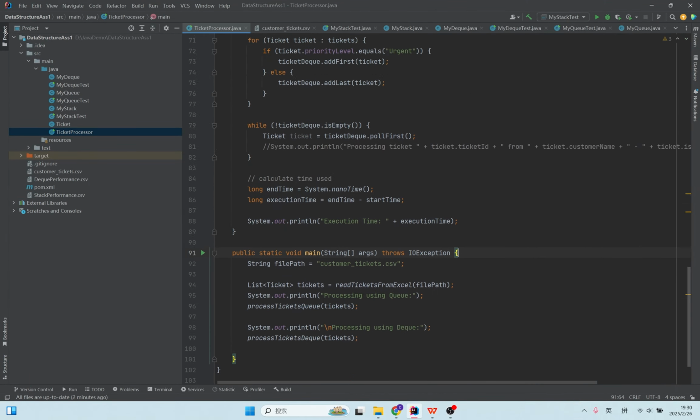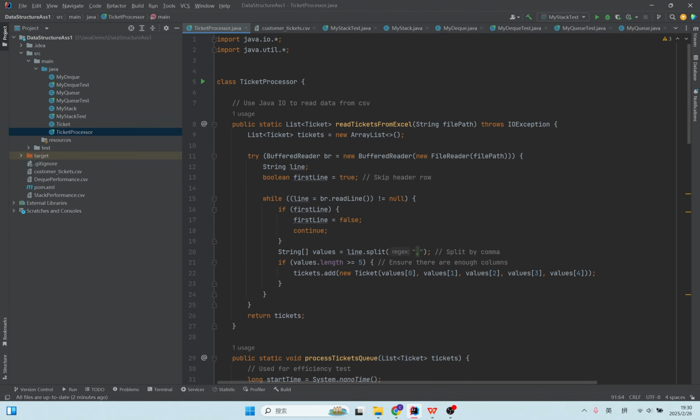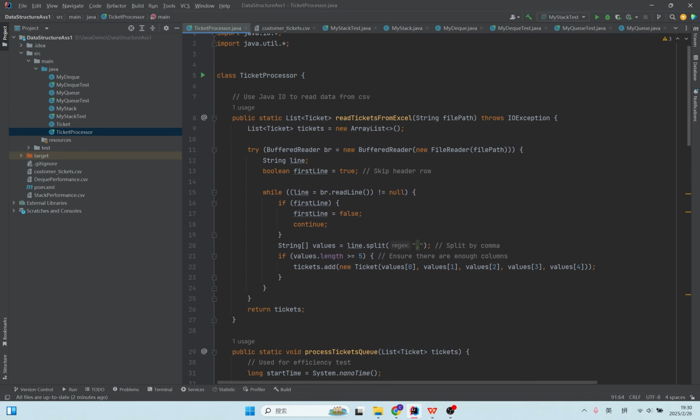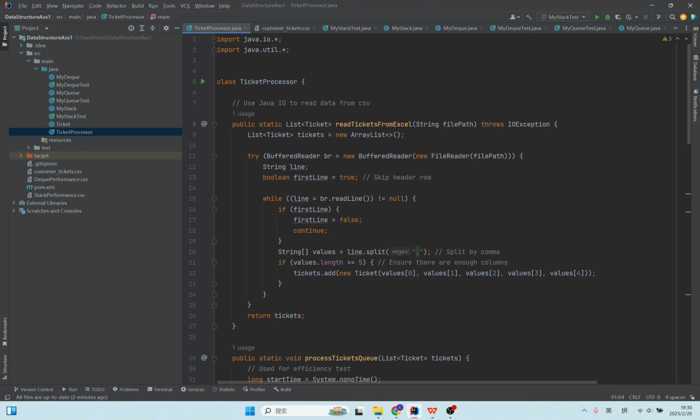Okay, so now let me introduce our element one. Here, the situation is that we need to use the stack and the queue to solve a problem. We assume that we have a lot of users and they may report problems when they buy a ticket. Now let's see the data I prepared.